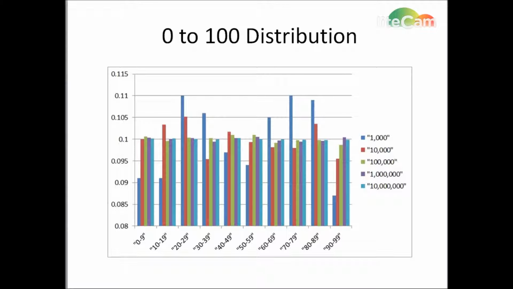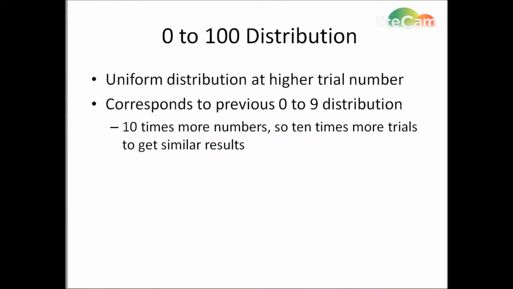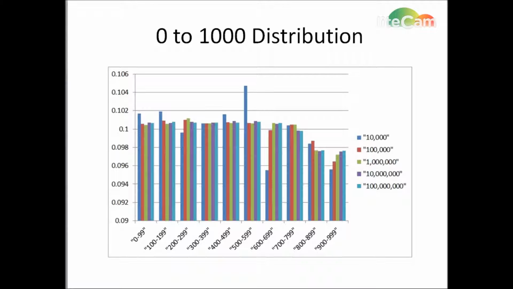Here is the graph for 0 to 99. Notice that the increasing number of trials are represented by different colors. The occurrence of an individual number is grouped together along the abscissa. The trial number for this grouping increases from left to right. There is uniform distribution at higher trial numbers. This is similar to our previous graph. There are 10 times more numbers, so 10 times more trials are required to achieve a similar result.